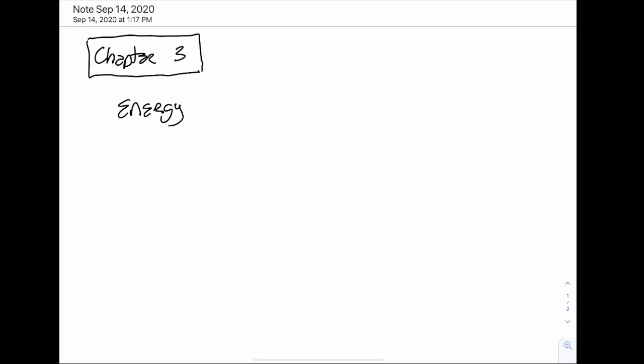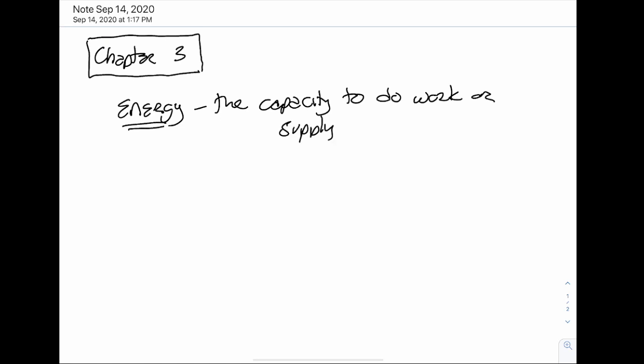So our definition: the capacity to do work or supply heat, which I've never really found to be a super useful definition from a chemistry perspective. We do have an entire chapter on thermochemistry, so we'll talk quite a bit about the heat perspective. We'll talk a little bit about work in that chapter.